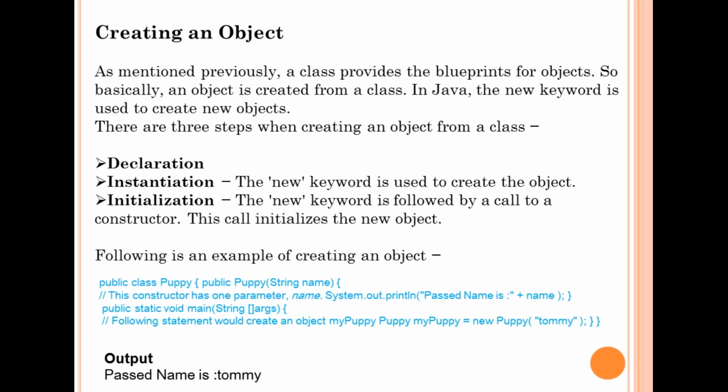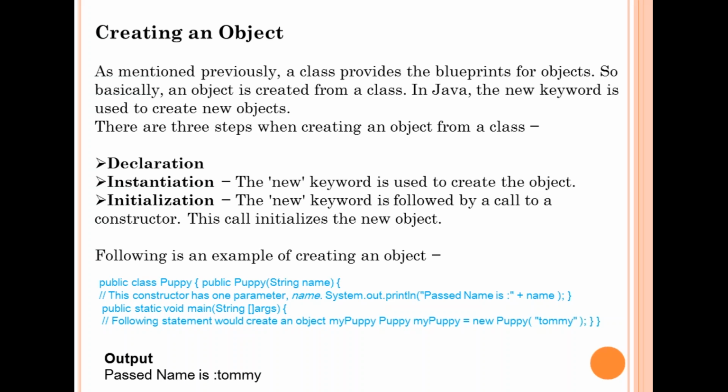Let's start with creating an object. As mentioned previously, a class provides the blueprints for objects. So basically, an object is created from a class. In Java, the new keyword is used to create new objects. There are three steps when creating an object from a class: declaration, instantiation, initialization.